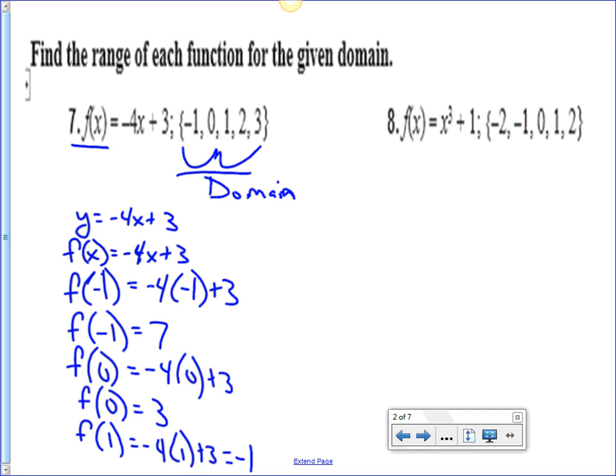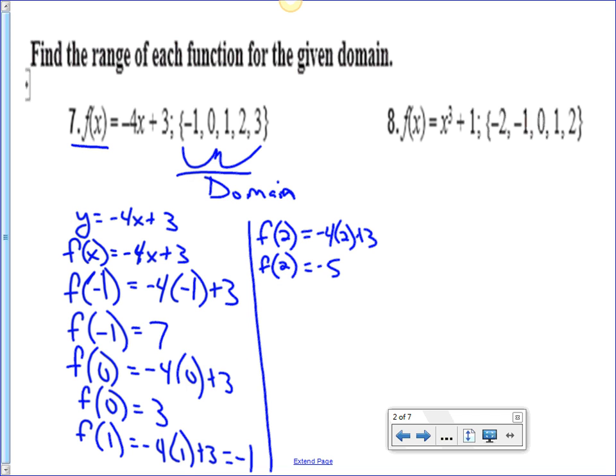And we're also asked to do it for 2 and 3. So the function value at 2 is equal to negative 4 times 2 plus 3, which is going to give me negative 5. So the function value at 2 is negative 5. And the function value at 3 is negative 4 times 3 plus 3, which is negative 9. So the function value at 3 is equal to negative 9.